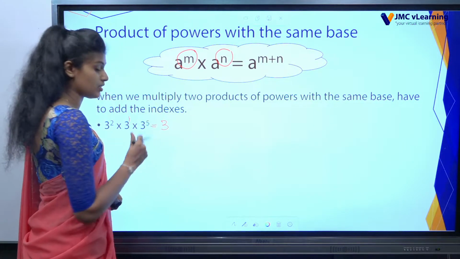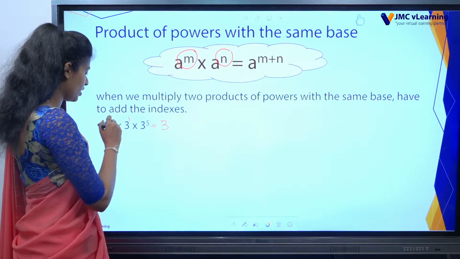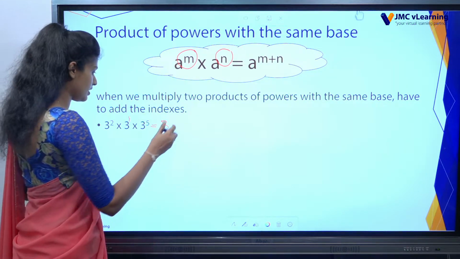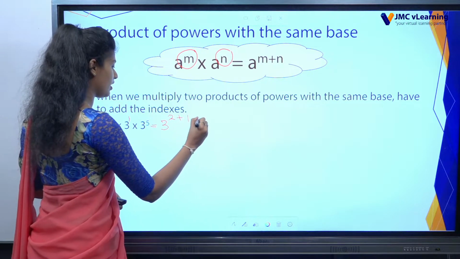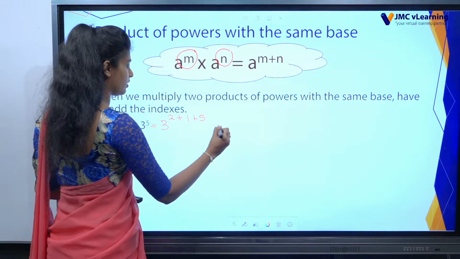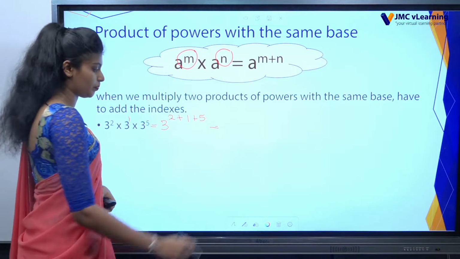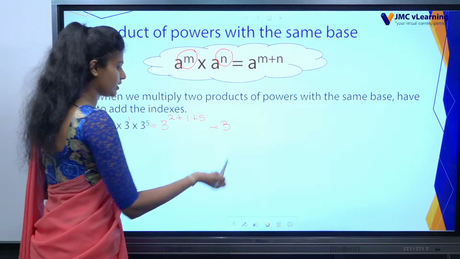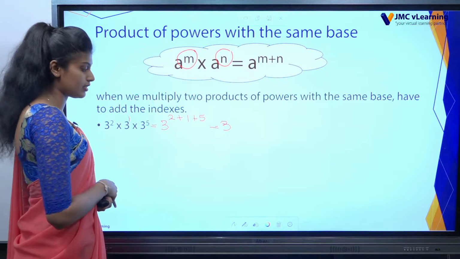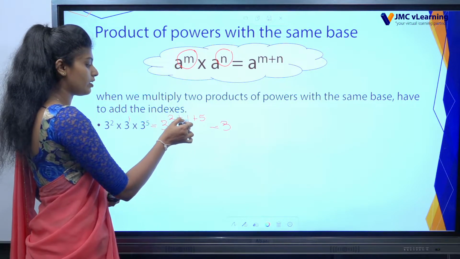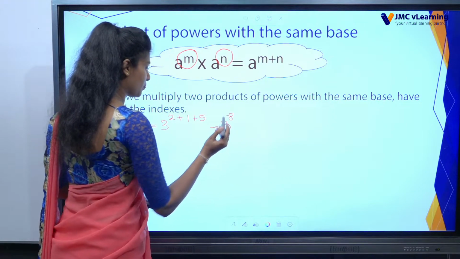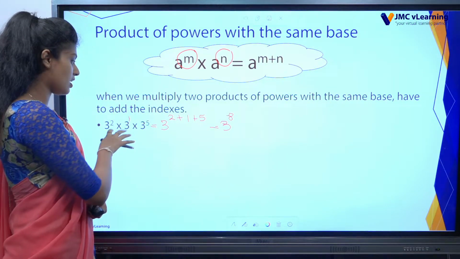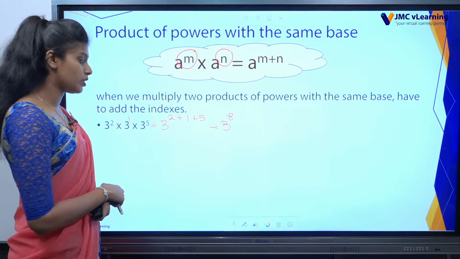3 is the common base. You have to add only the index. Then 2 add 1 add 5. What is the answer? Here the base is 3. Let's add all these indexes. Then 2 add 1 add 5, answer is 8. Then what is the answer of this one? 3 to the power 8.